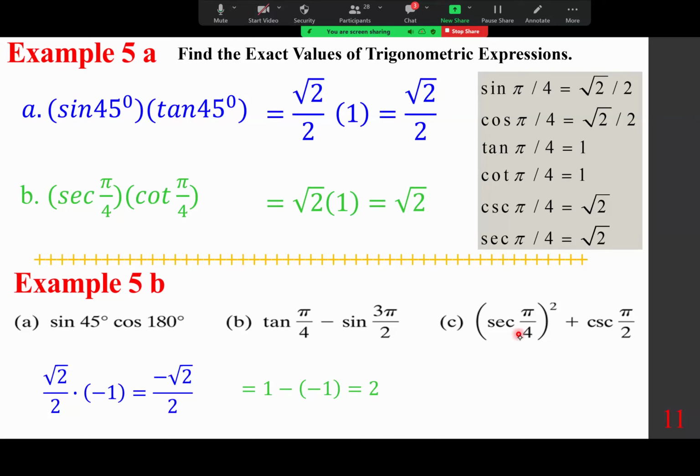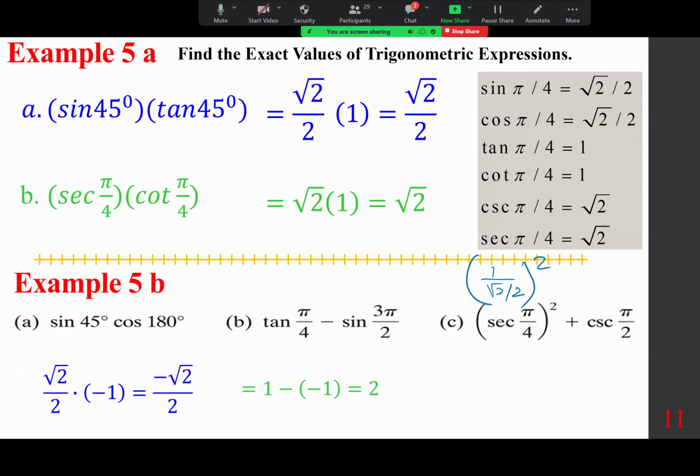Secant of pi over 4 is square root of 2. If you haven't memorized it, it is 1 over square root of 2 over 2. Okay, so in other words, this is 1. It's a different color. That's what we mean in case. So square root of 2 to the second power.